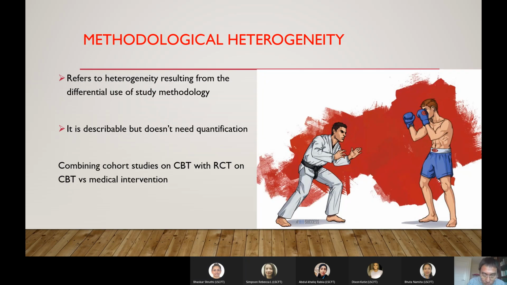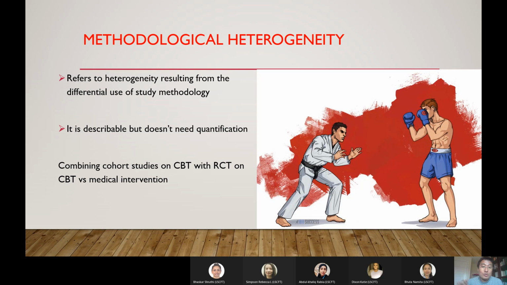What do you get from this picture? Different types of sports. Do you think the methods are different? Yeah. What will happen if you combine a cohort study of a CBT with an RCT of a CBT and medical intervention? Are the methods the same, RCT and cohort study? No, they're different methods. So it is methodological heterogeneity.